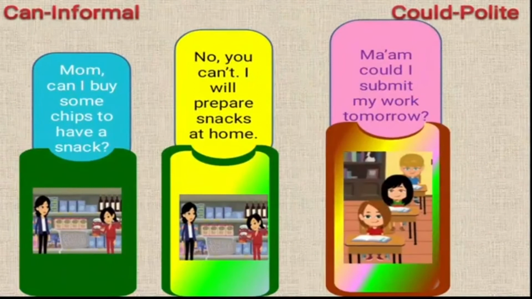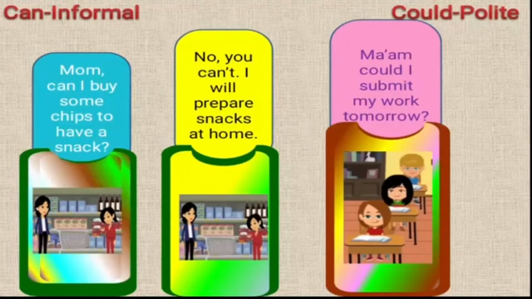The next example is can. Can also be used to ask or give permission, but in an informal way. You also can use it not to give permission by using its negative form. For example, Mom, can I buy some chips to have a snack? No, you can't. I will prepare snacks at home. When you have to speak very politely seeking the permission, then you can use the modal could. Ma'am, could I submit my work tomorrow?